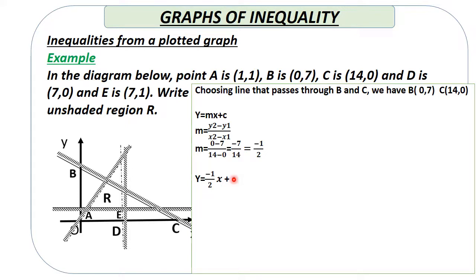Then from there, we need to find c. We use one of the points. When choosing the points, I advise you choose points that don't have negative signs, or points that have zeros, or points that have small numbers. They are easy to calculate. You won't be making mistakes.